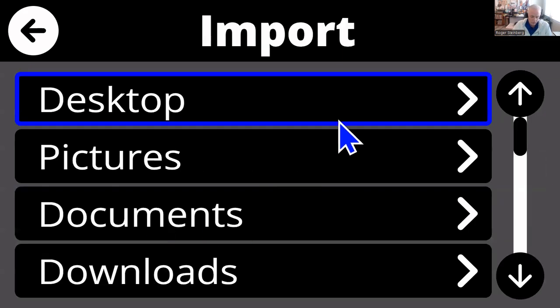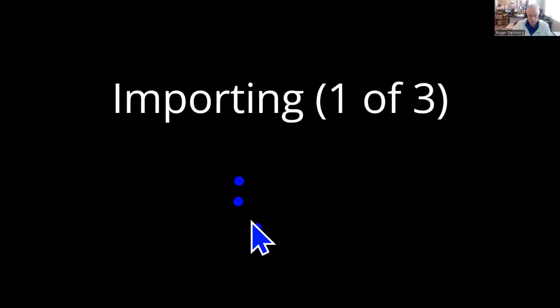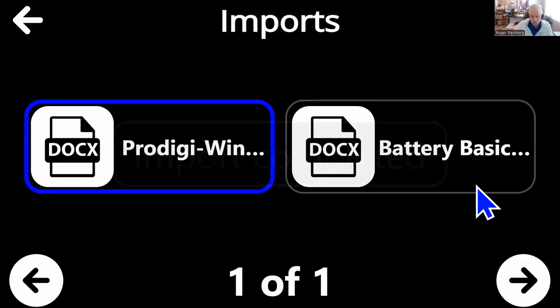So let's go ahead and click there. And I'm going to go to my desktop, and I see a Word document down here. I can continue to navigate. That's where I see these submenus here. That's what the arrows tell me to the right there. And then at the bottom is an individual document. So I can go ahead and import this document.